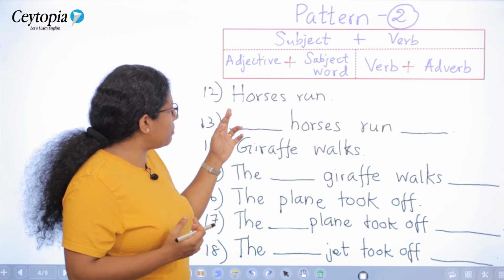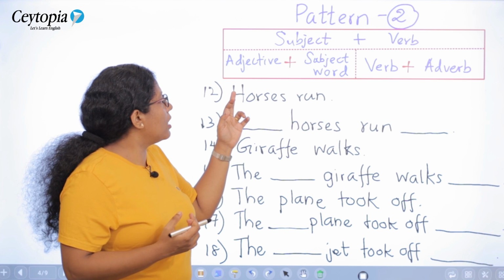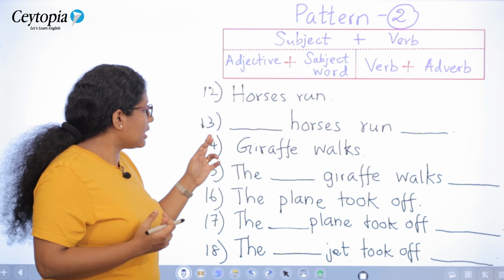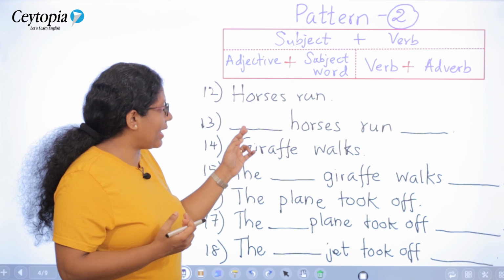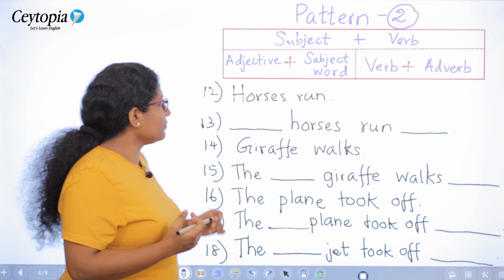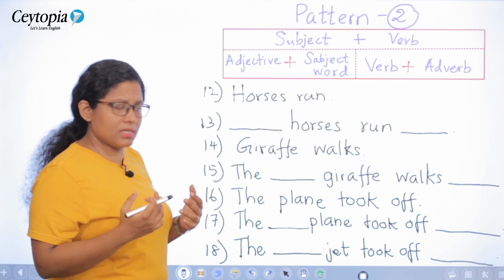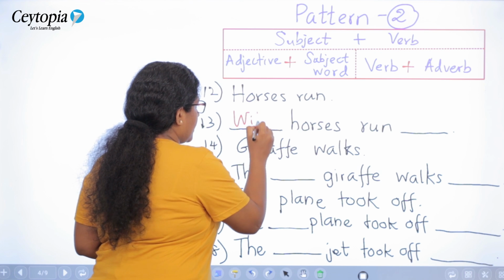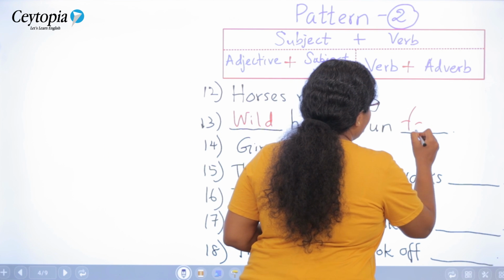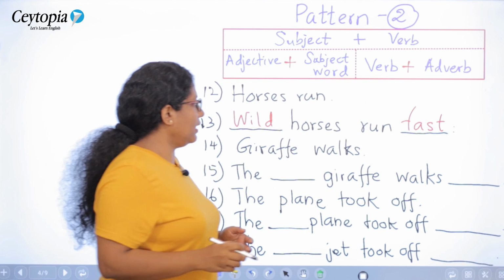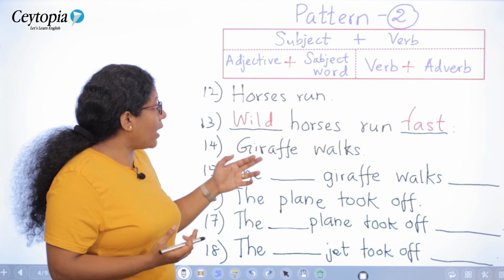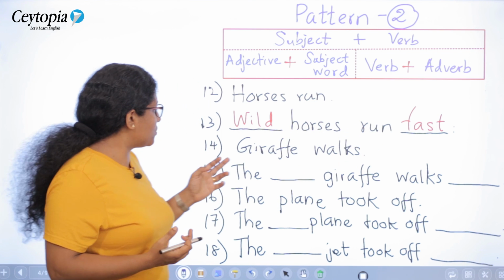Horses run. This is a plain sentence where you have a single word for the subject and a single word for the verb. But when it comes to number 13, you can add an adjective to the front and an adverb to the end. Let's try. Horses. What kind of horses? Wild horses, let's say. Wild horses run fast. How do they run? They run fast. Now you can see you have additional information to your sentence. Wild horses run fast.